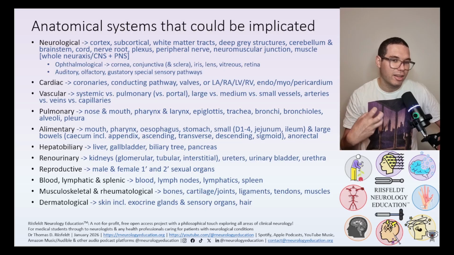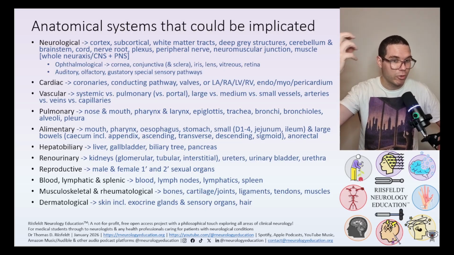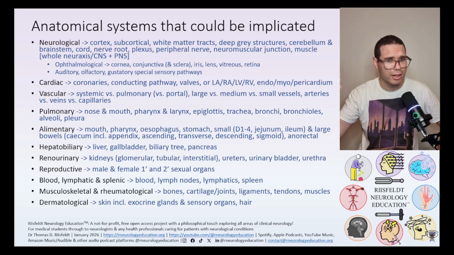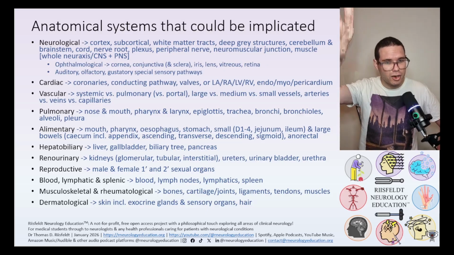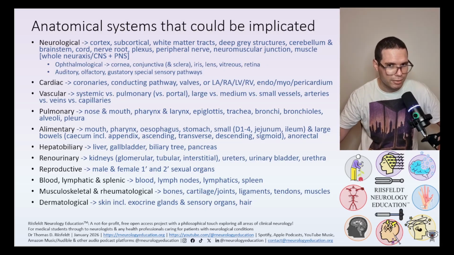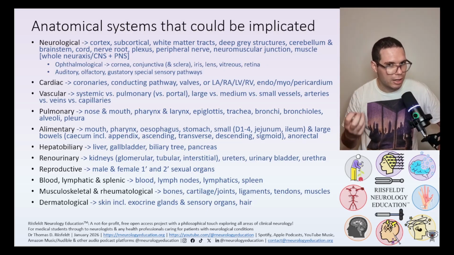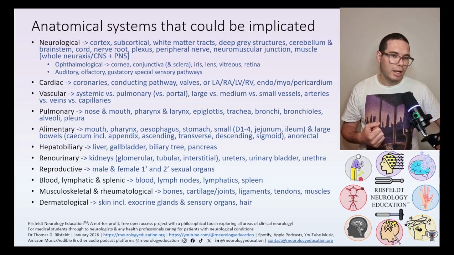And then if we include some of the special sensory organs as well, you've got the eye, so your ophthalmological system, and then that can be further broken down, of course, into cornea, conjunctiva and sclera, iris, lens, the vitreous with the anterior and posterior chambers, retina and its subparts, and then also your auditory apparatus, your olfactory and gustatory special sensory pathways.